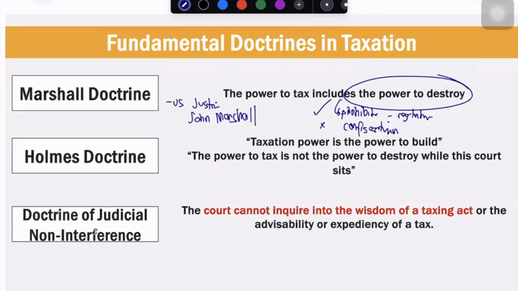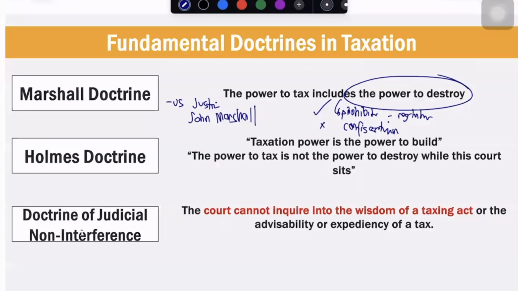Kaya kung purely confiscation yan, hindi pwede siya. So it is valid if ever you use the power to tax to prohibit, but not confiscate. Take note of that. Based on the decision provided by Justice John Marshall.